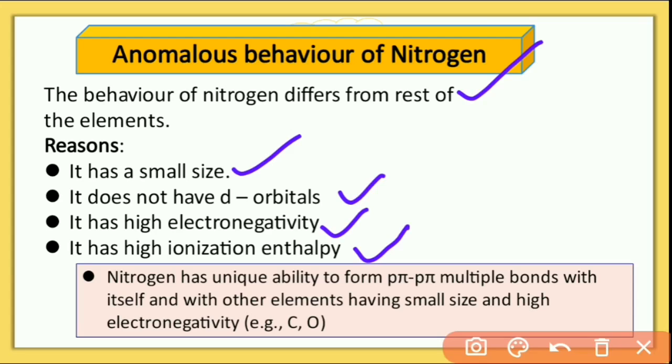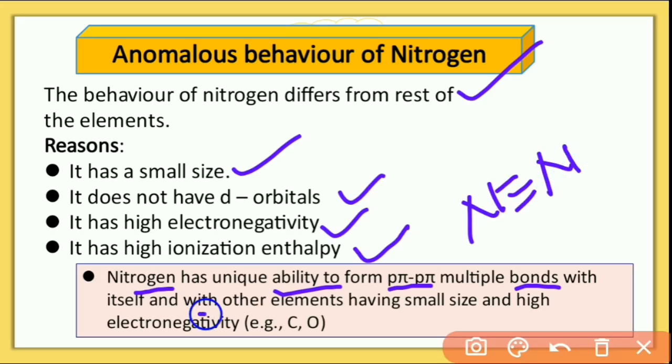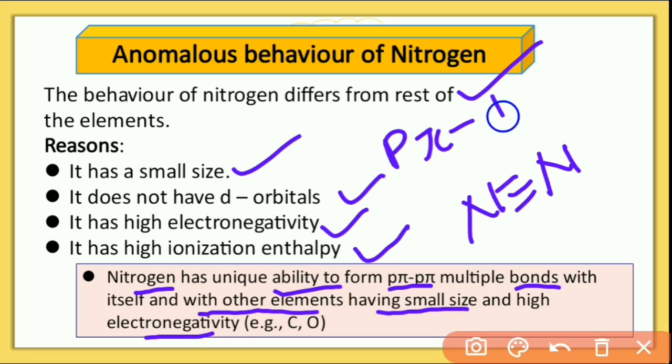In group number 15, nitrogen has a unique ability to form p pi-p pi multiple bonds. Nitrogen has a triple bond, which is formed by the ability to form multiple p pi-p pi bonds, with itself and with other elements having small size and high electronegativity, while phosphorus and arsenic form d pi-p pi bonds. So only nitrogen forms p pi-p pi multiple bonds with itself.